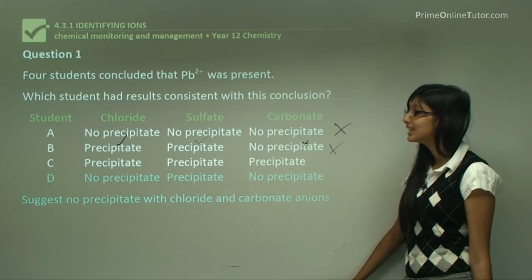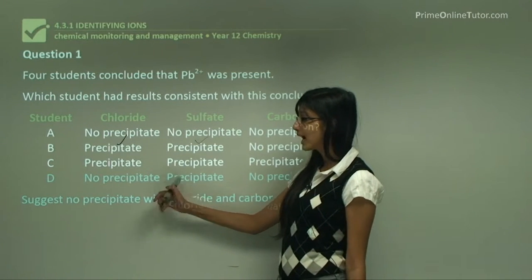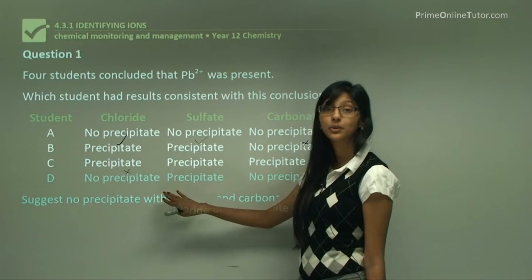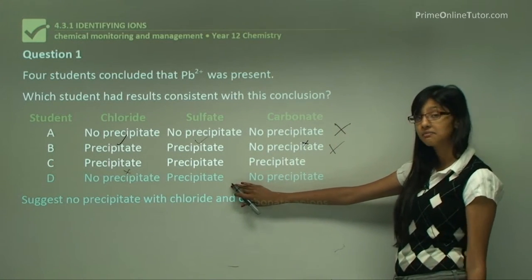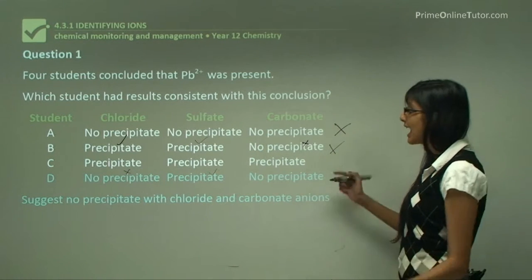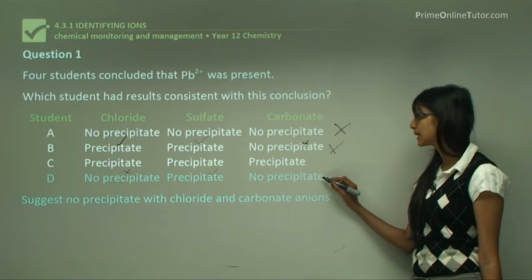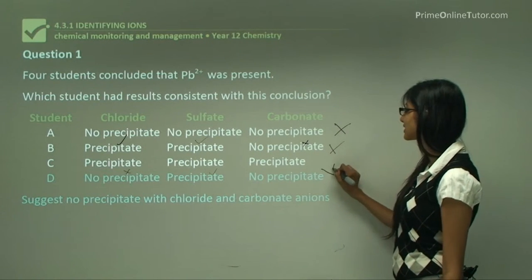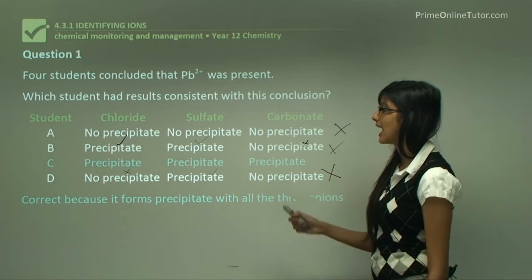D tells us that lead does not form a precipitate with chloride, and that's wrong again because it forms a white precipitate with chloride. It says that it forms a precipitate with sulfate, and this is correct because it forms a white precipitate with sulfate. And what about carbonate? It says that it does not produce a precipitate. Wrong again because it does produce a white precipitate with carbonate. Therefore, our answer is C.